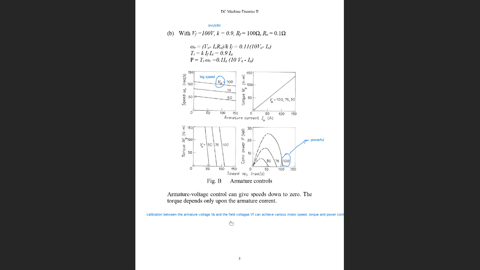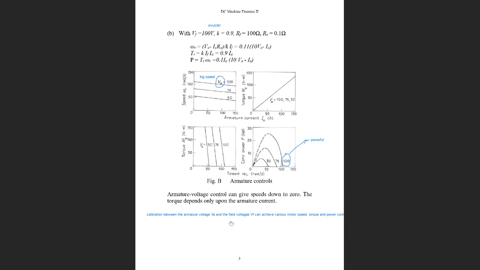Okay, so finally, I have a summary, right? So in practice, with calibration between the armature voltage VA and the field voltage VF, we can achieve various motor speed, torque, and power control. But specifically, how to control the speed, how to control torque, how to control the power, you should understand that by looking at these examples. Okay, so in your mind at least you should know that.